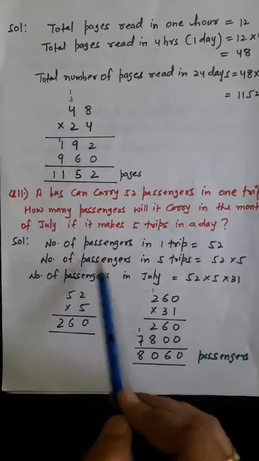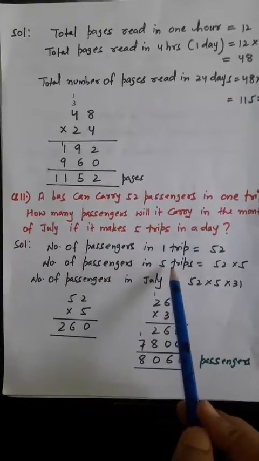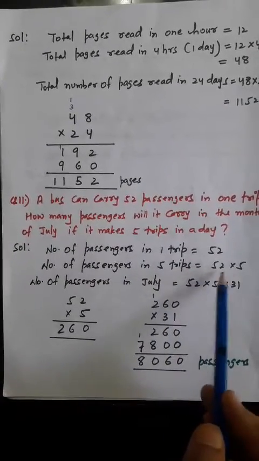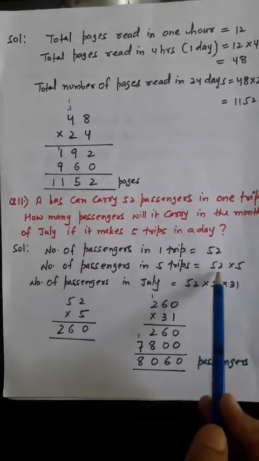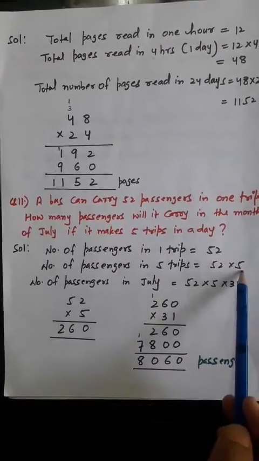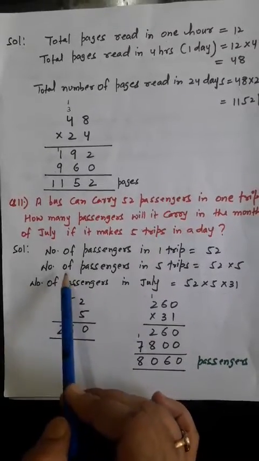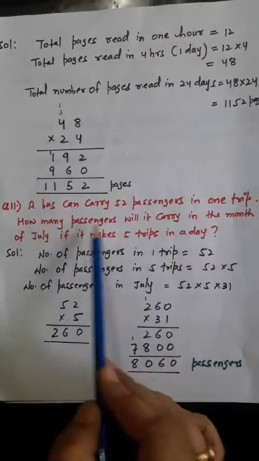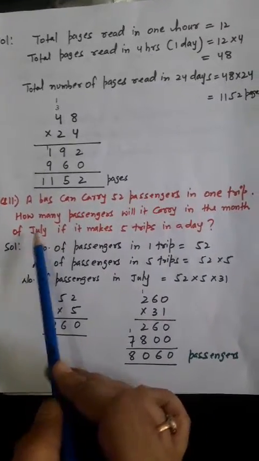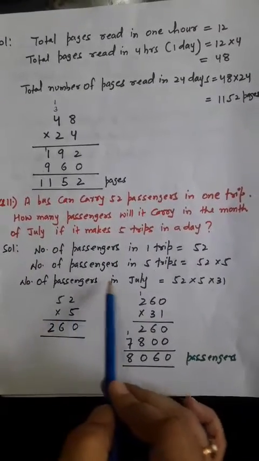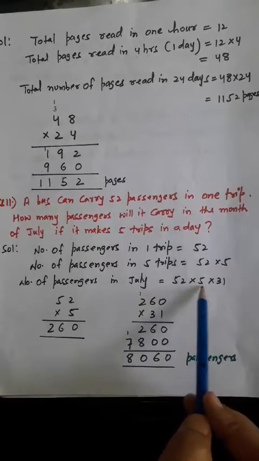So number of passengers in 5 trips will be 5 times the number of passengers in one trip. That's why we write 52 multiplied by 5. Here it has been given how many passengers will it carry in the month of July. So July month has 31 days. Number of passengers in July will be 52 multiplied by 5.